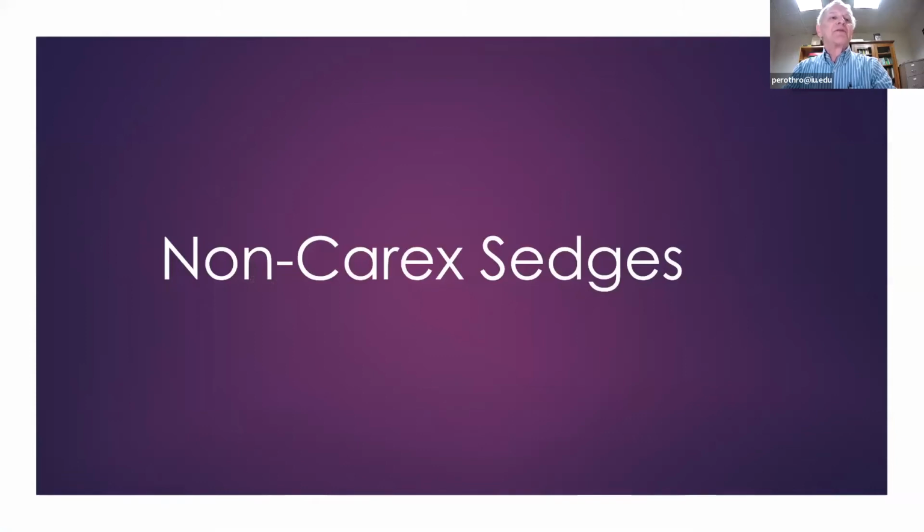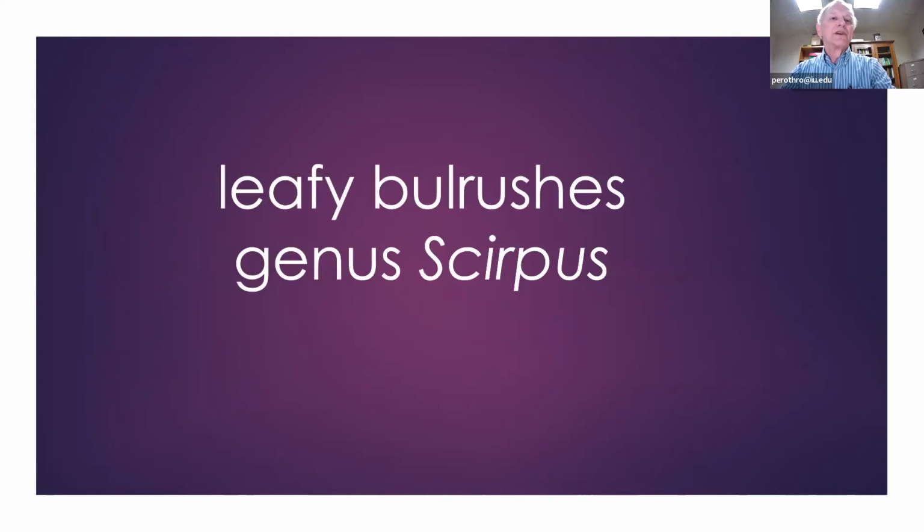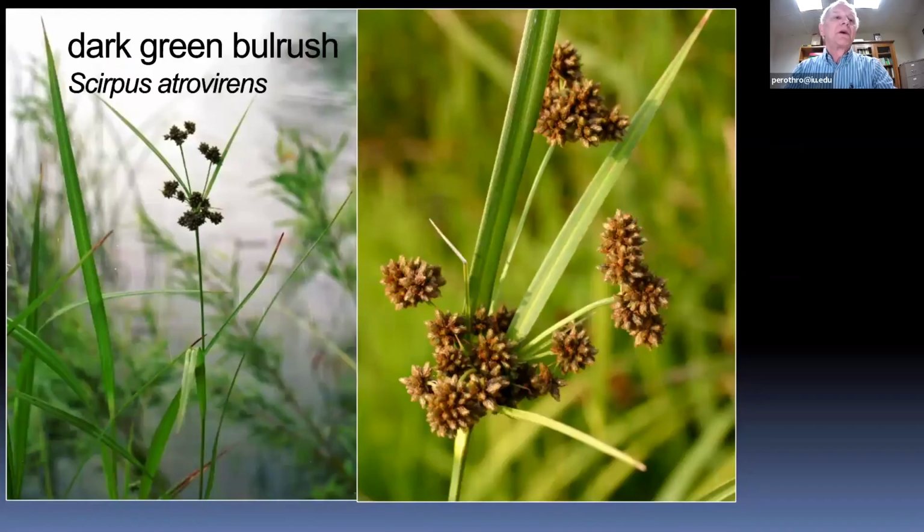Okay, let's delve into the non-Carex sedges, and let's start with the leafy bulrushes. These are rather husky plants, often reaching over 3 feet tall. In fact, waist high would be an average height for wetland sedges in general. And among the species covered in this program, one can grow to 5 feet. But at the other end of the spectrum, there's another species we will show you that only grows to about 4 inches tall.